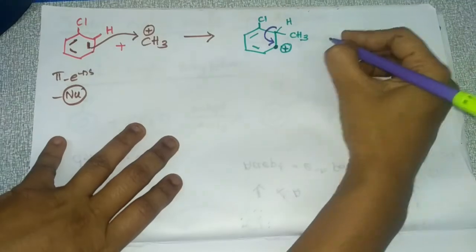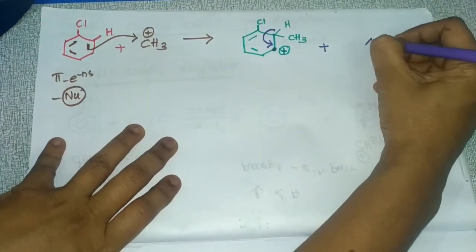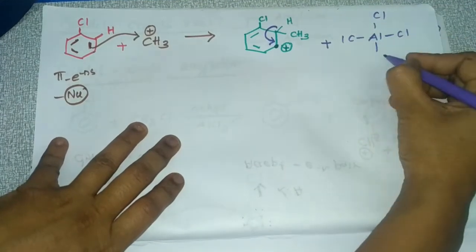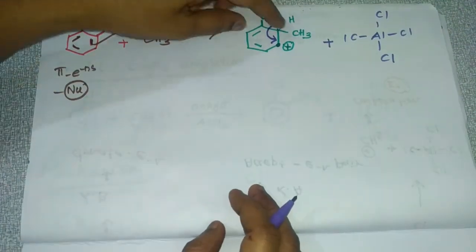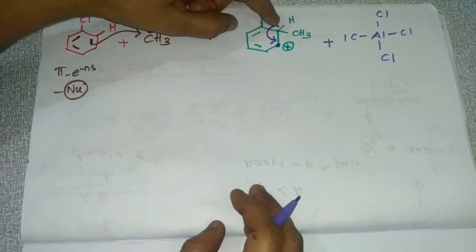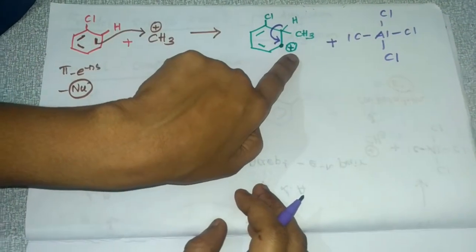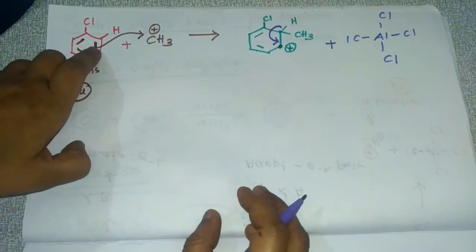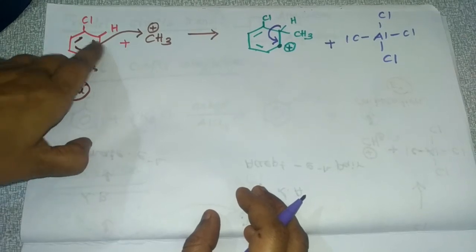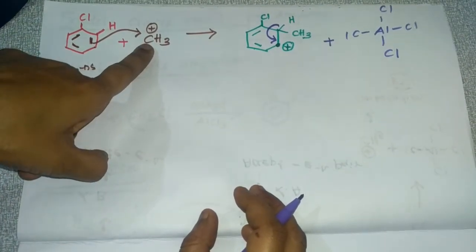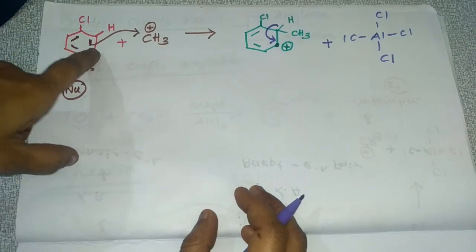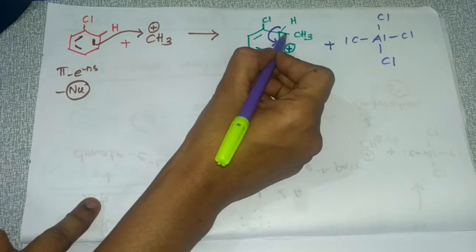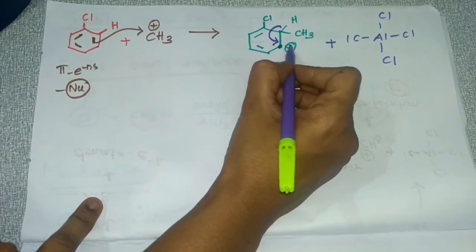And here I am going to add AlCl4. In this, this carbon will become positively charged. Why? Because this pi electron will attack this electrophile, this carbocation. So this carbon had donated the electrons to form a bond here. So what will be the charge? This will become a positive charge.